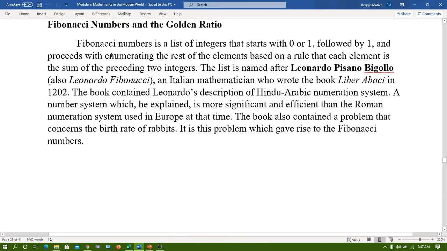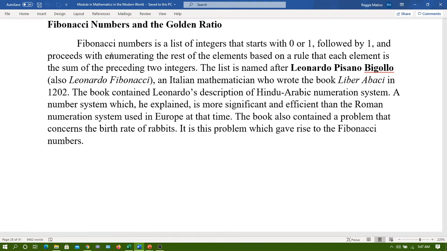Let's continue with Fibonacci numbers and the golden ratio. So I'll be reading this part and emphasize just the important parts, the highlighted words, which are possibly coming out in our quiz.